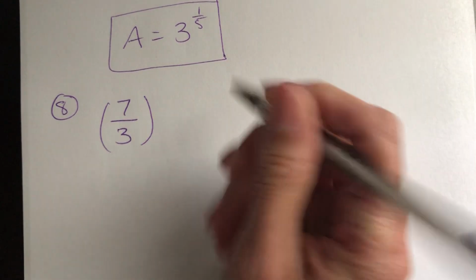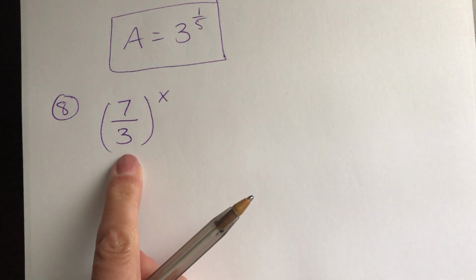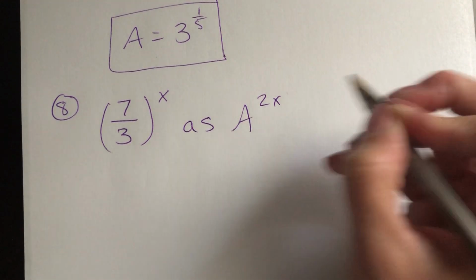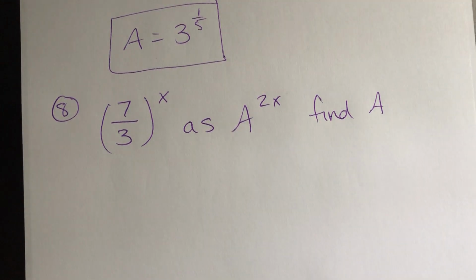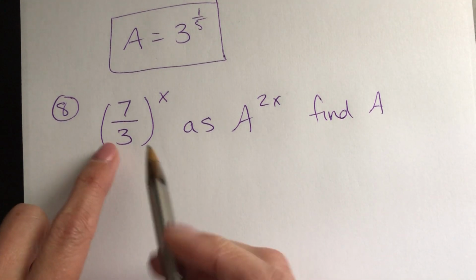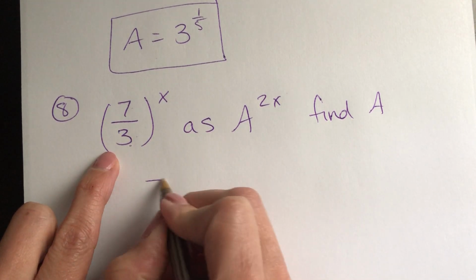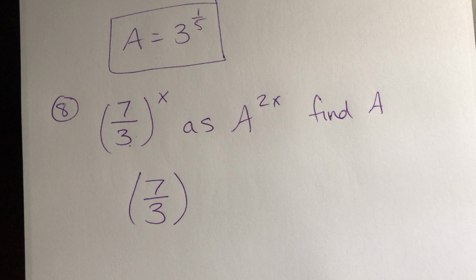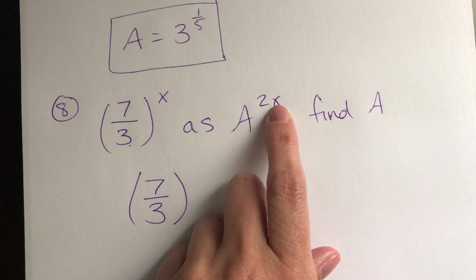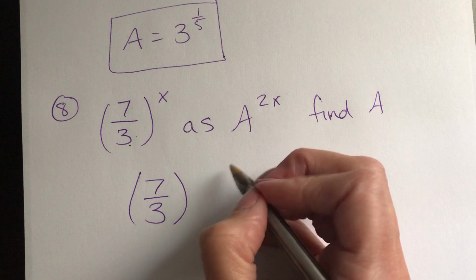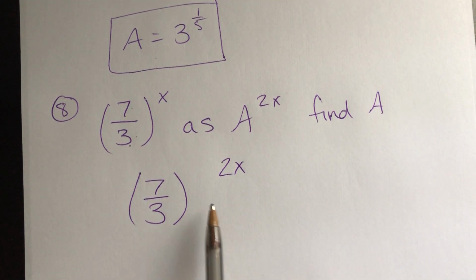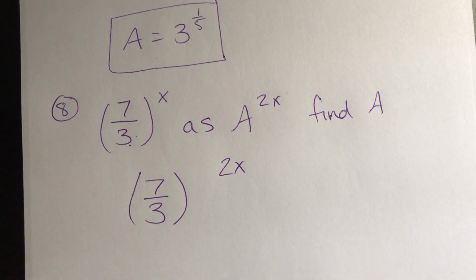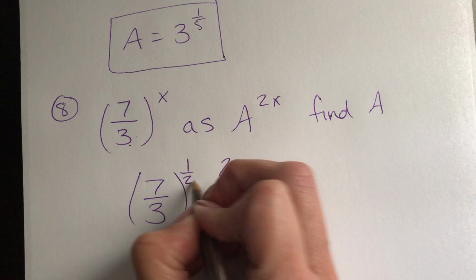Okay, same thing, except for now I have a fraction as a base. Don't worry, still do it the same way. Still finding A. Okay. So I'm going to take the 7/3. That's my base. I'm going to start with that there. And I want to raise it to 2x, okay? So what times 2 would just give me x? Or what times 2x would just give me x? That would be 1/2, the reciprocal.